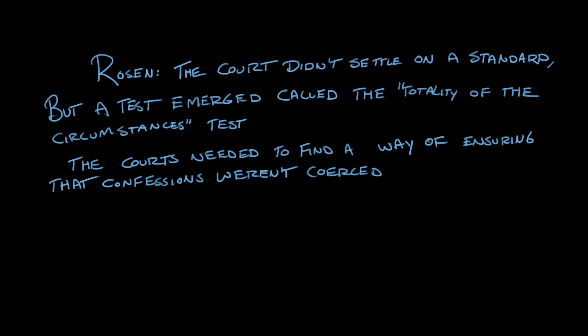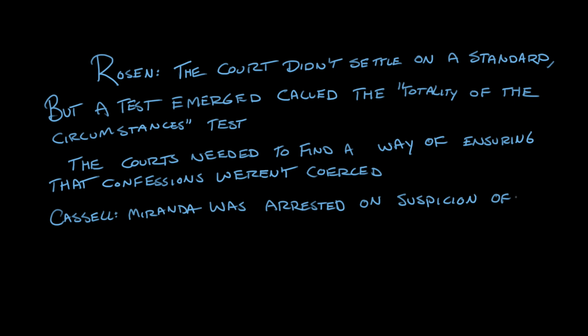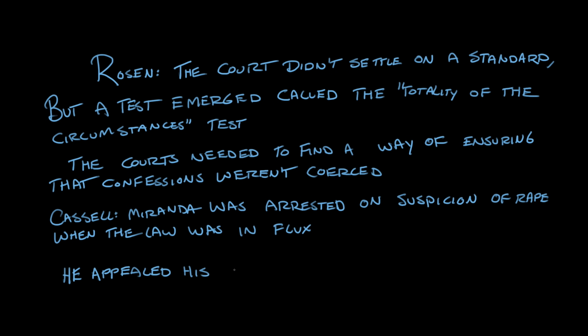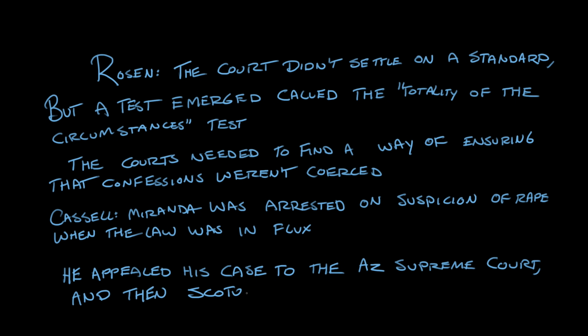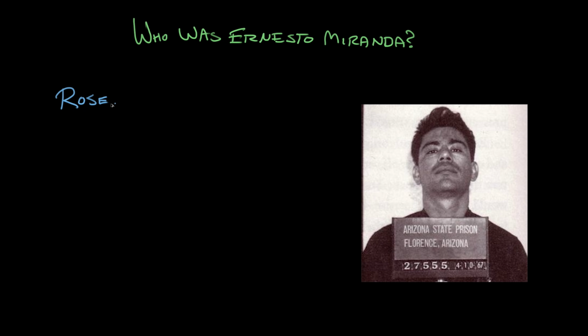So Miranda was arrested on suspicion of rape, and at the time the law on confessions was somewhat in flux. He appealed to the Arizona Supreme Court and then ultimately appealed to the United States Supreme Court, which agreed to review his case and determine the issue. So who was Ernesto Miranda? What was his background? Ernesto Miranda was a 23-year-old Hispanic man.